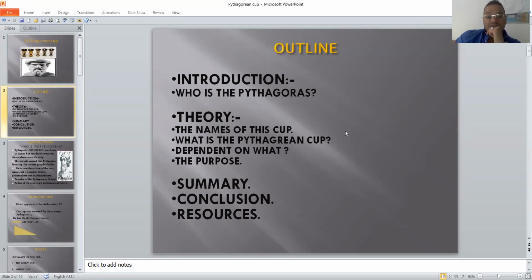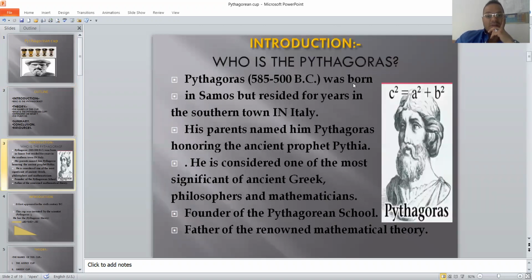And let's make an appropriate definition of this man, this important man. Pythagoras was born in 500 BC, and his death was in 585 in Samos, but he resided for years in the southern town in Italy. That means he was an Italian man. His parents named him Pythagoras.